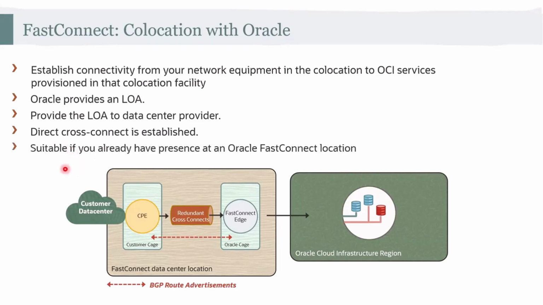This connectivity model is suitable if you already have presence at an Oracle Fast Connect location. As you can see here, the customer premises equipment or the customer cage is already there inside this data center location.